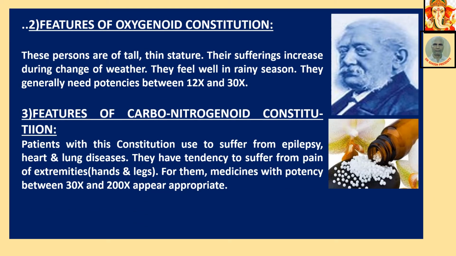Number two, oxygenoid constitution. These persons are of tall, thin stature. Their sufferings increase during change of weather. They feel well in rainy season. They generally need potencies between 12x and 30x.